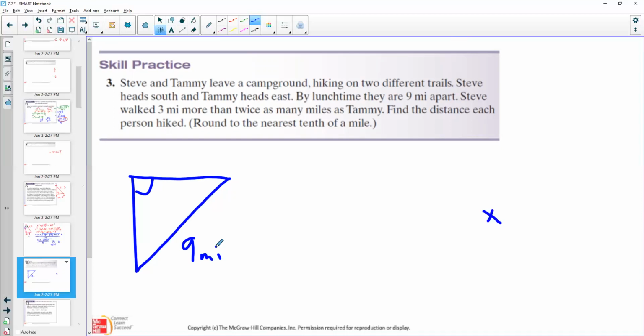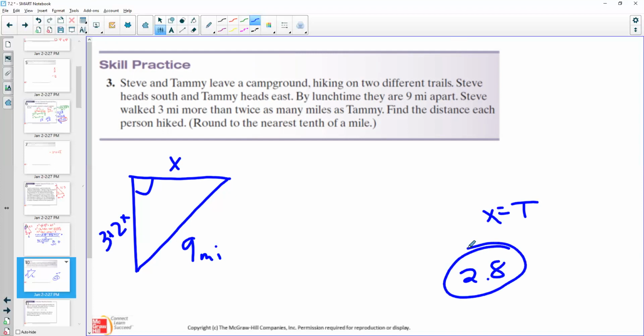Steve walked 3 more than twice as many miles as Tammy. So x is going to be Tammy. He walked 3 more than twice as many miles. The other one is going to be Steve. In this case, Tammy should go 2.8 miles, give or take. Okay. And you can figure out Steve from there.